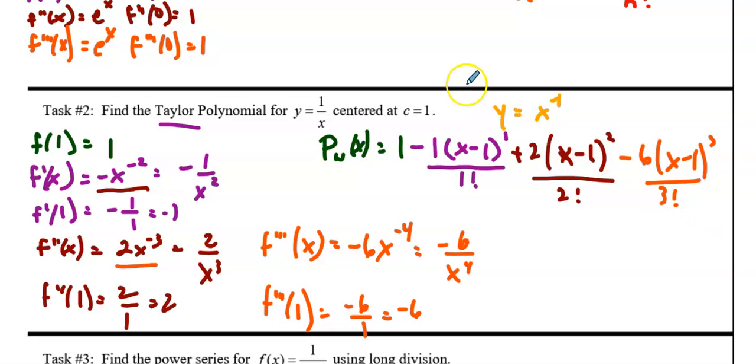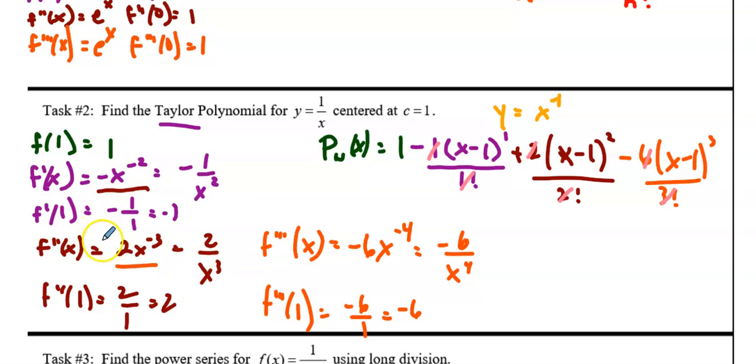Now, this is where we can start looking at patterns and see what's going on. The first thing I want you to notice here is that 1 factorial is 1, so these essentially go away. 2 factorial is 2 times 1, which is 2, and that's going to cancel with this. 3 factorial is 3 times 2 times 1, which is 6, so these are going to cancel.